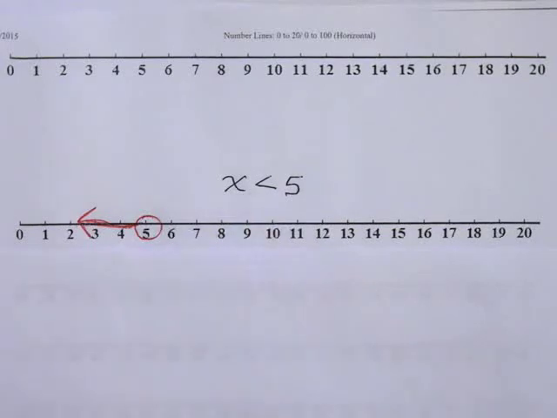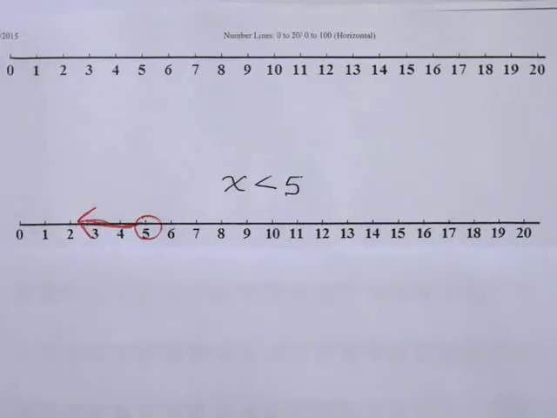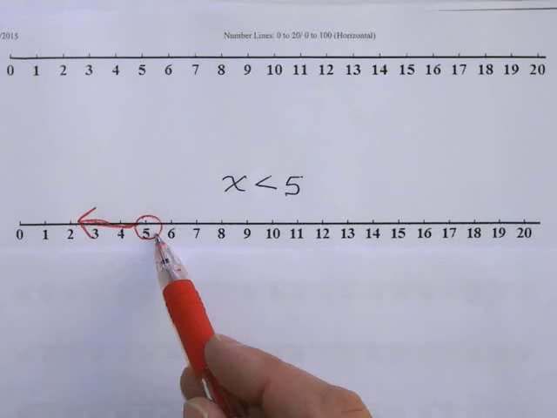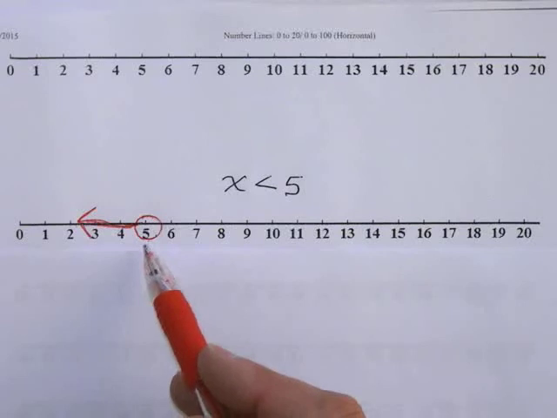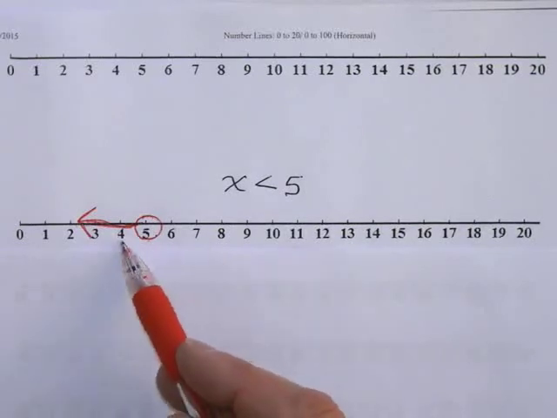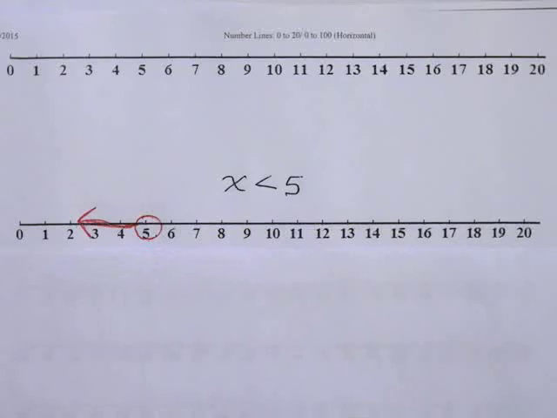X is less than 5. And that arrow goes all the way to the left, and there's an infinite number of solutions. The open circle indicates that 5 is not a member of the solution set. In other words, the first number that is less than 5, or shall we say the first whole number that is less than 5, is 4. And that's why the circle is open, because 5 is not part of the answer. All numbers less than 5 are.